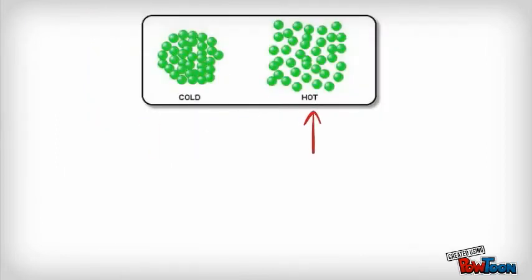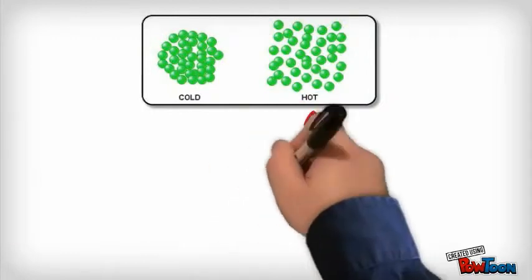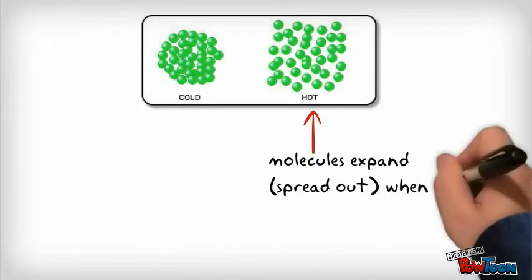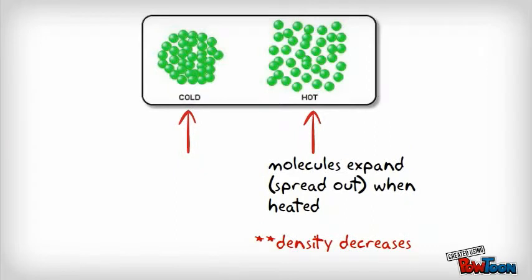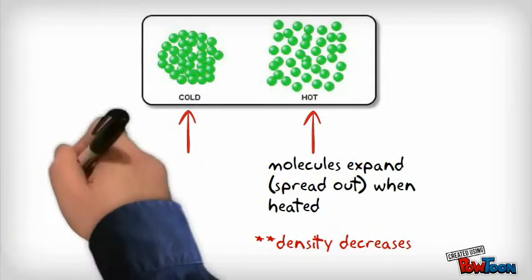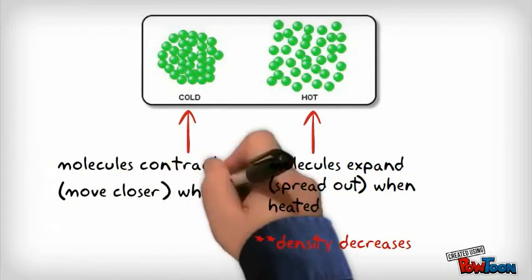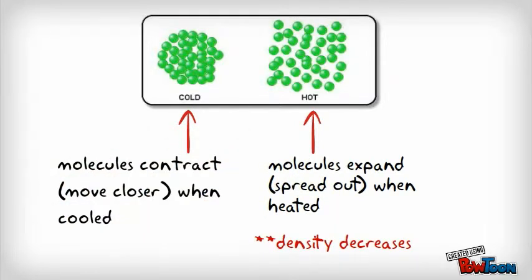When you heat up most materials, the molecules expand and spread out. This makes the density decrease because if the molecules spread out, it means they're less tightly packed. When most materials are cooled, the opposite happens. When you lower an object's temperature, the molecules contract and move closer to each other. This causes the object to become more dense because now the matter is more tightly packed.